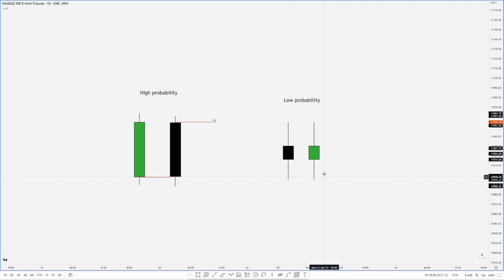Now, with order blocks such as these on the right, that is when I prefer to use the wick, or the wick to the open. So for example, on this bearish order block, I would use the wick to the opening price, and that would be what I would use.